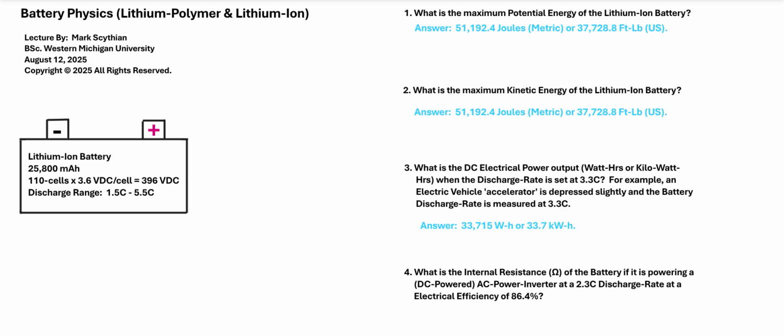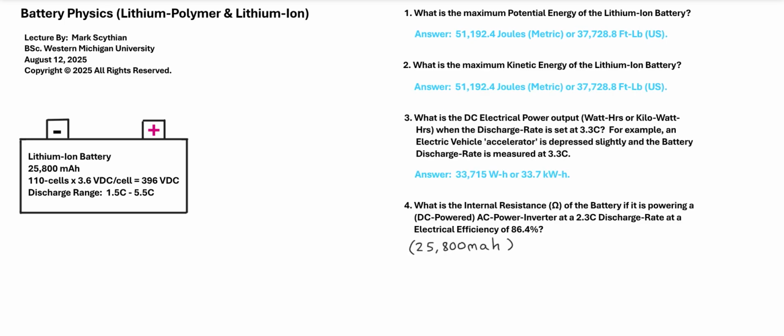at 3.3 C discharge. And then lastly, if you want to evaluate the performance of your battery, see if it's in good condition, question number 4 is what is the internal resistance in ohms of the battery if it is powering a DC powered AC power inverter, which converts DC to AC, at a 2.3 C discharge rate at an electrical efficiency of 86.4%. So that might be just a slight press on the accelerator. So it moves it from 1.5 C to 2.3 C. And then that is the efficiency, the electrical efficiency of the transfer from the battery to the inverter. So that it's 86.4% on average.